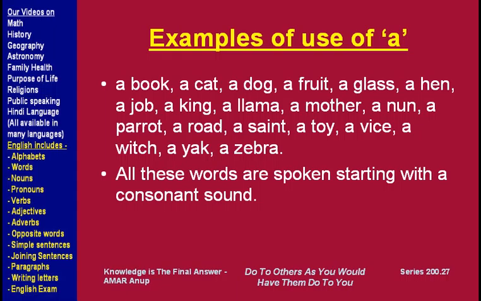and a zebra. When we are pronouncing these words, book, cat, dog, fruit, glass, hen, the pronunciation does not start with A, E, I, O, U. The pronunciation for book starts with B, for cat starts with K, for dog starts with D, for fruit starts with F. So when you look at all these examples, none of them start with the sound of A, E, I, O, U. So we use a in front of these nouns, because all these words are spoken starting with a consonant sound.